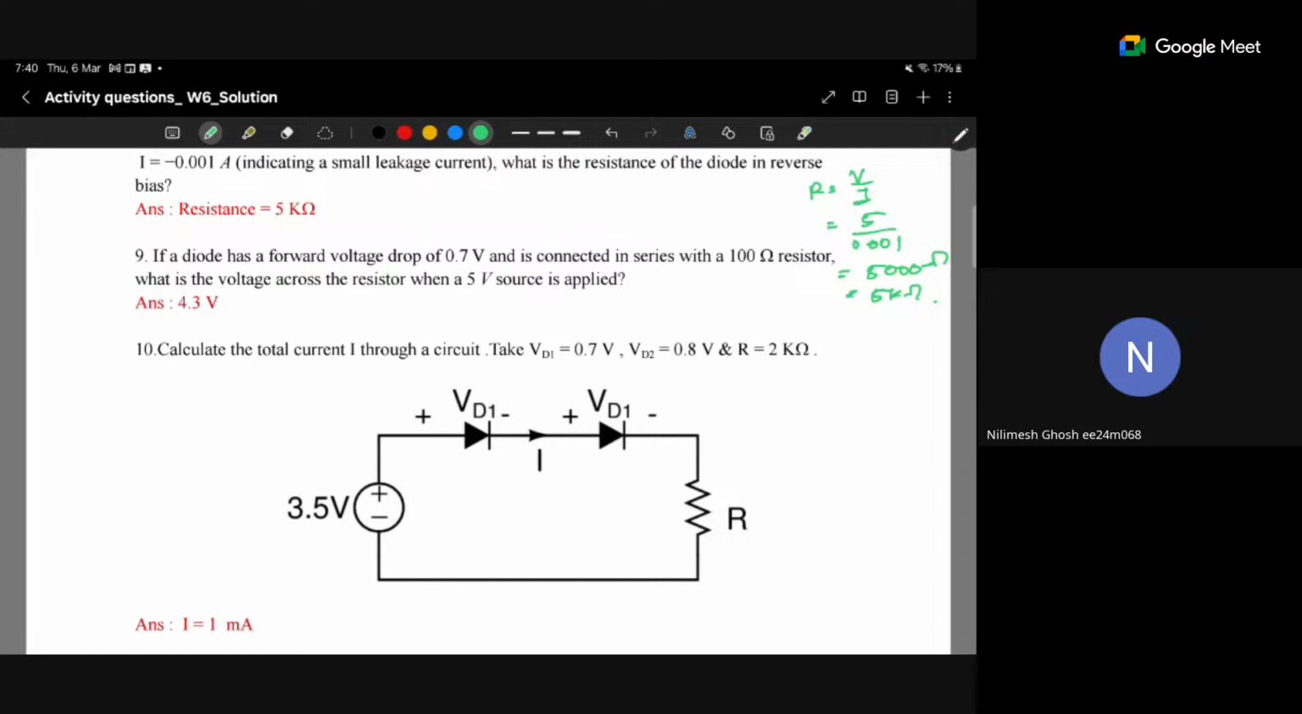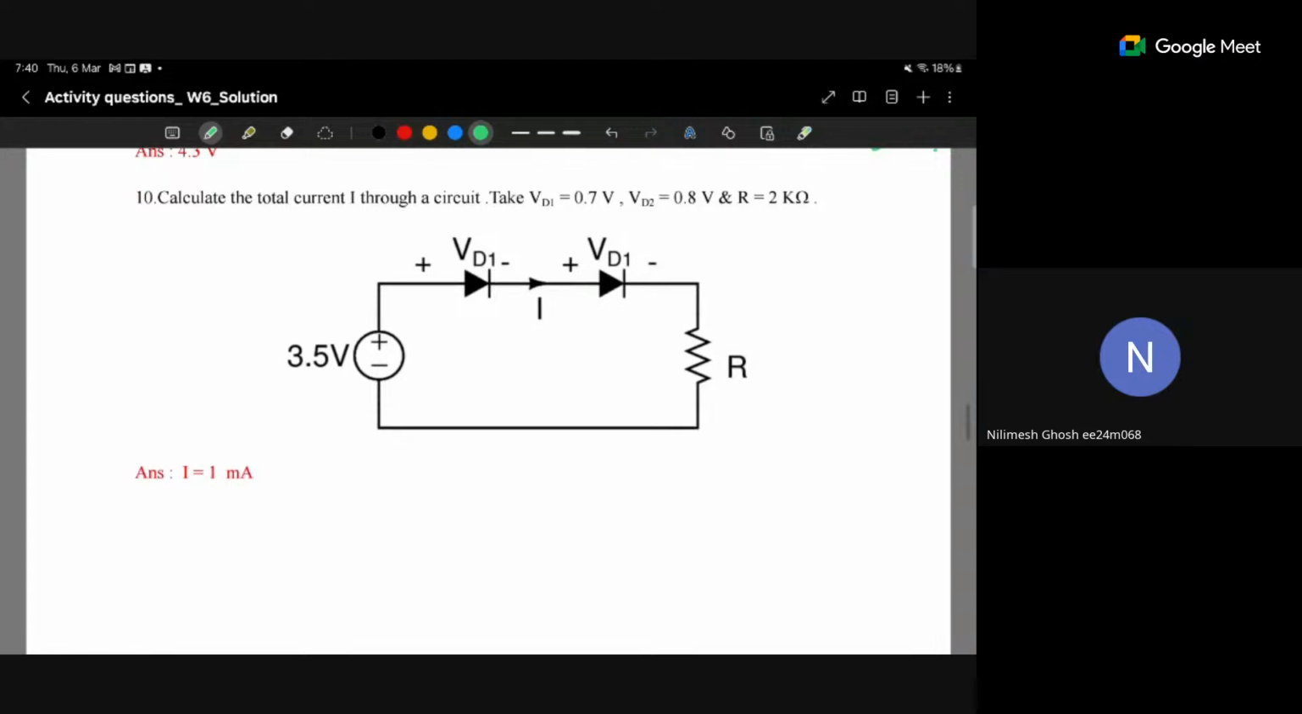Some 5 minutes ago, I told you that we can model the diode as a negative effect of the input source, an opposing voltage. So 5 minus 0.7 is 4.3. I think there is no need to solve this question further, right? Everyone got this? Yes, sir.